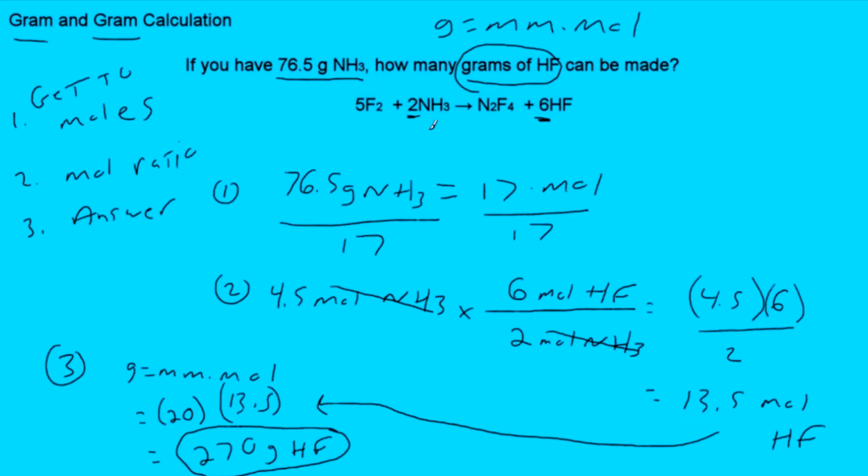Okay, so if you start off with 76.5 grams of ammonia, you're going to end up making 270 grams of HF. So you can see how important this is in chemistry. If you're a scientist, a chemist, working in a lab, and you need to make some hydrogen fluoride, these are your starting materials over here. This is what you're going to have to do. Say you have tons of fluorine, you mix it with 76.5 grams of ammonia, you mix it up, you're going to end up getting 270 grams of hydrogen fluoride.